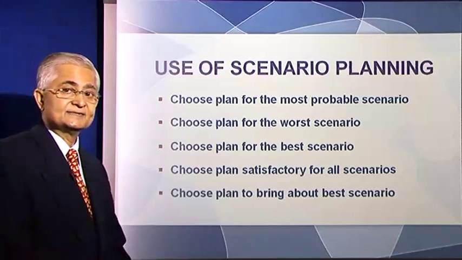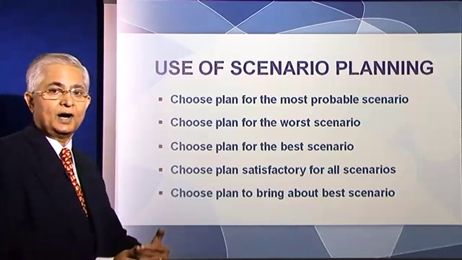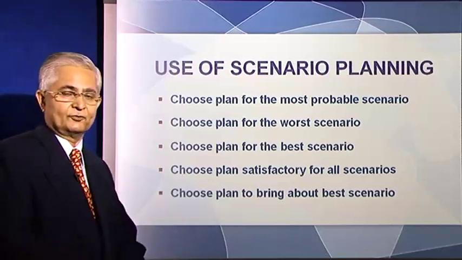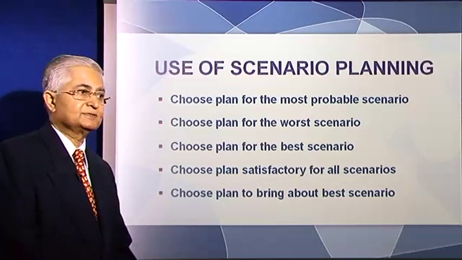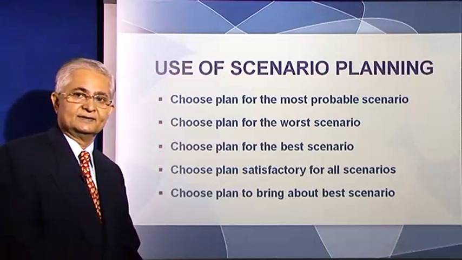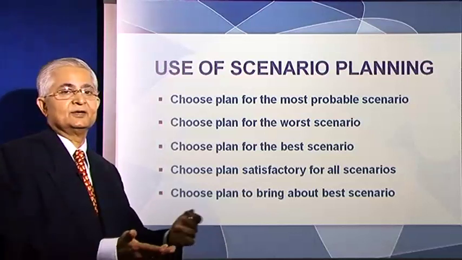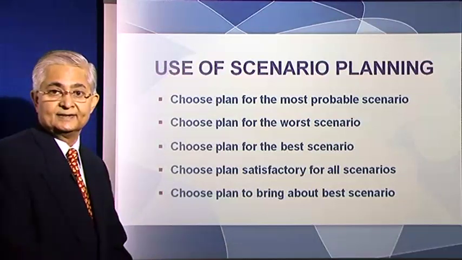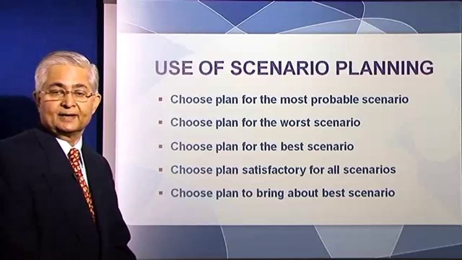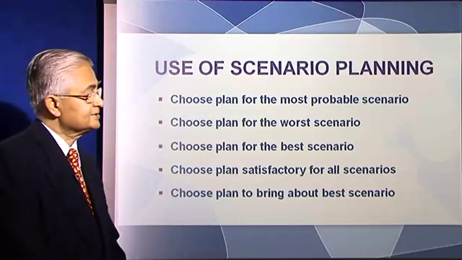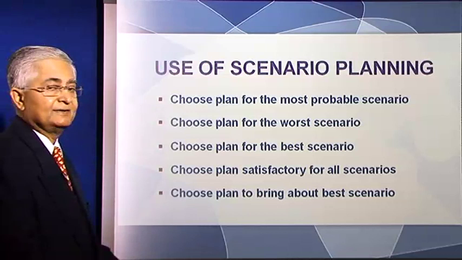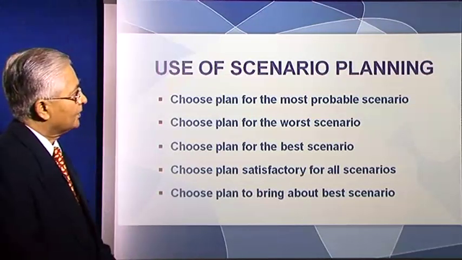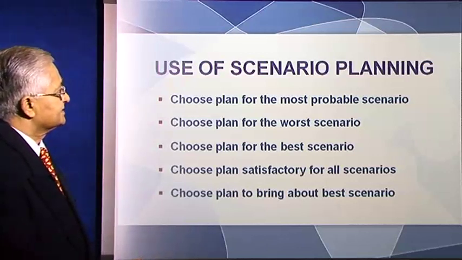Now, in this case, if that scenario occurs, things are very good because we have planned for it. But suppose that scenario does not occur and one of the other 3 scenarios occurs, then the company is in trouble. The company is in deep trouble because the company has not planned for that scenario. What's another way of using scenario planning?